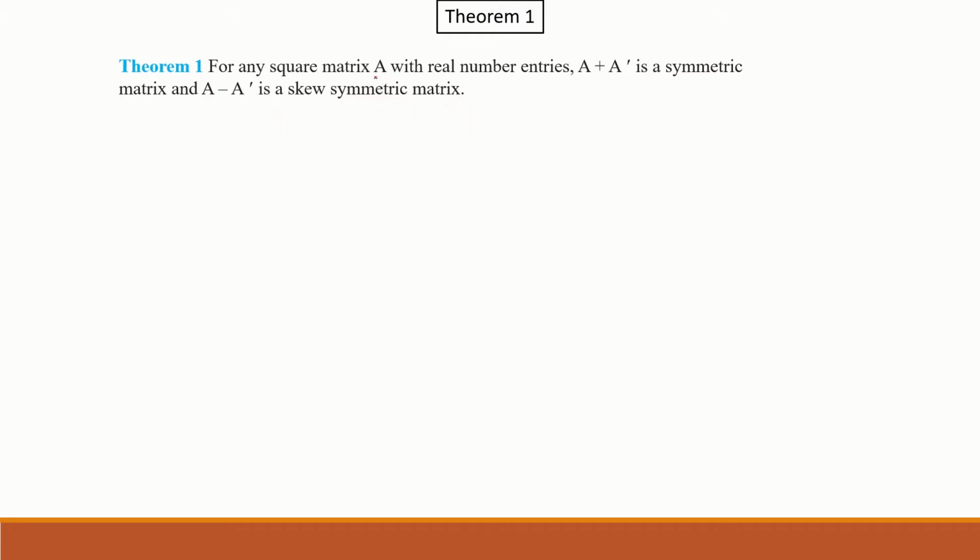That means if we have matrix A and if we take transpose of this and then if we do A plus A transpose, it will be a symmetric matrix, and if we do A minus A dash, it will be a skew symmetric matrix. So let's see the proof of that.